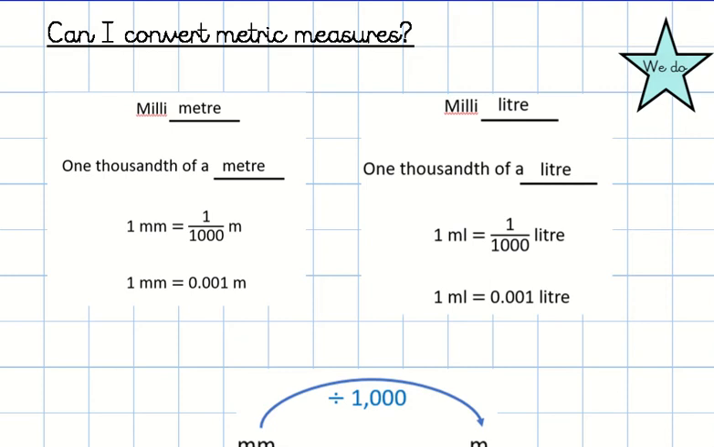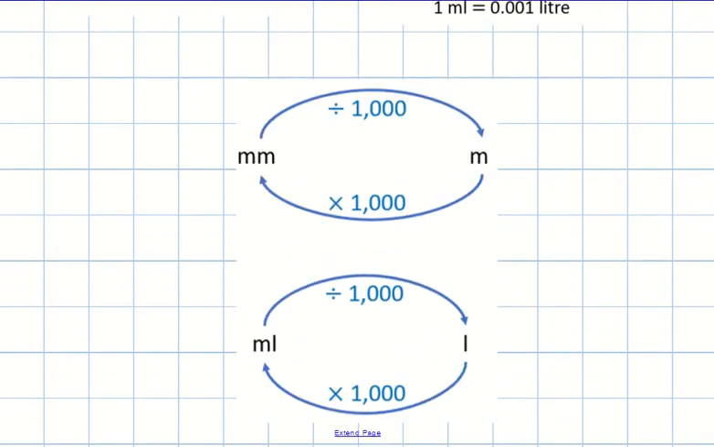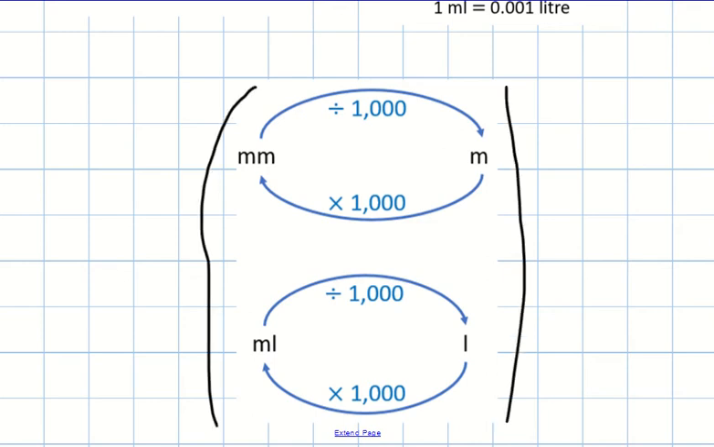So knowing that, what we want to have a look at is, if I'm converting millimetres to metres, I'm either going to times by 1,000 or I'm going to divide by 1,000. And the same from millilitres to litres. We can see a very common link here. And we could even do the same for grams. We could say grams to kilograms. It's going to times by 1,000 or divide by 1,000.